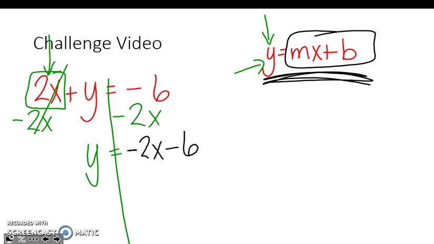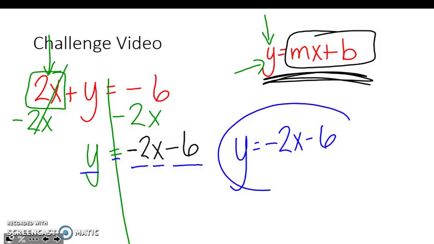Once you have it in the format of y equals mx and then b, you're done. So our final answer is y equals negative 2x minus 6. That's an equivalent equation of 2x plus y equals negative 6. It's just rearranged, so it's in a different format.